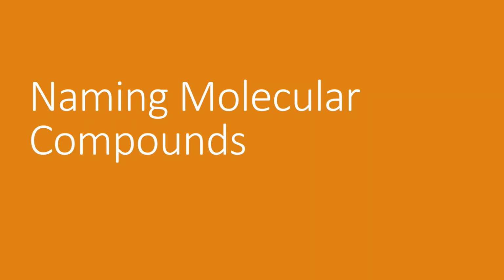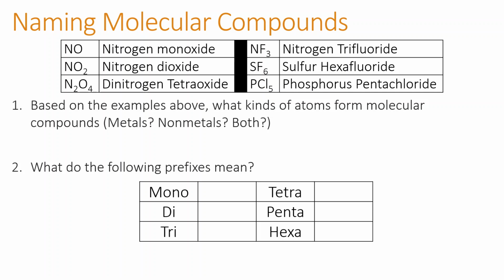Naming molecular compounds. So the good news about naming molecular compounds is that it's easier than naming ionic compounds. The challenge is you've got to make sure that you name only molecular compounds using this set of rules. For ionic compounds, we use a different set of rules.